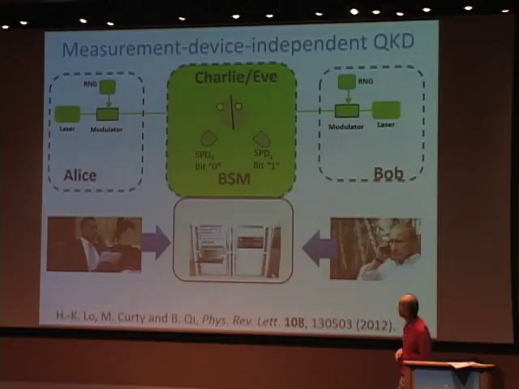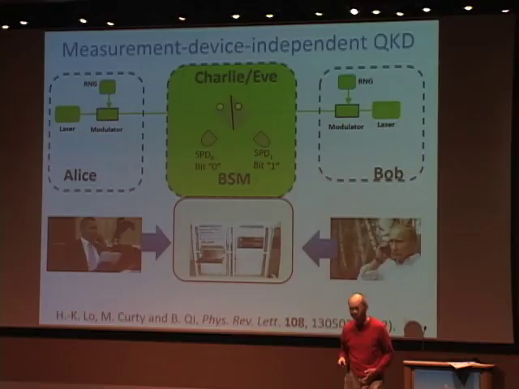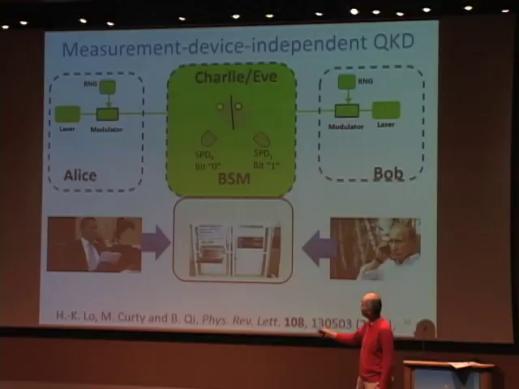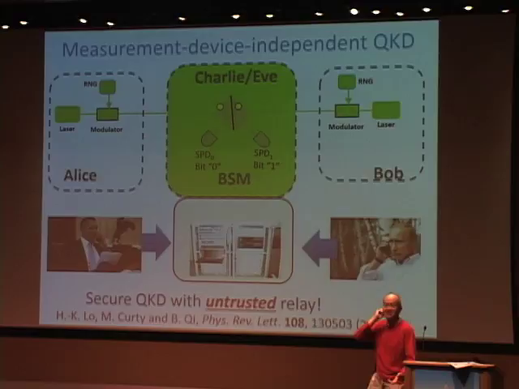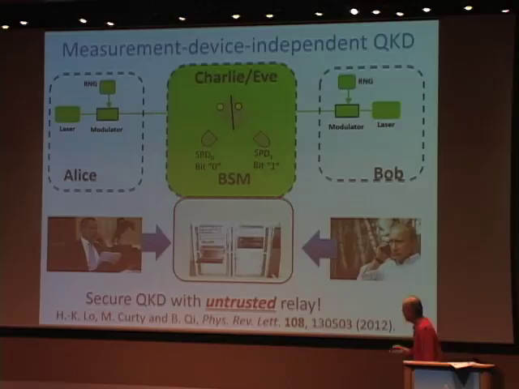What's the impact? Imagine a scenario: we have two people, say, Obama and Putin, trying to talk to each other. Of course, they don't trust their relays, and they don't trust other countries. If they talk, they don't want to rely on other countries. So the question is, how can we make QKD, in principle, secure with an untrusted relay in this setup?